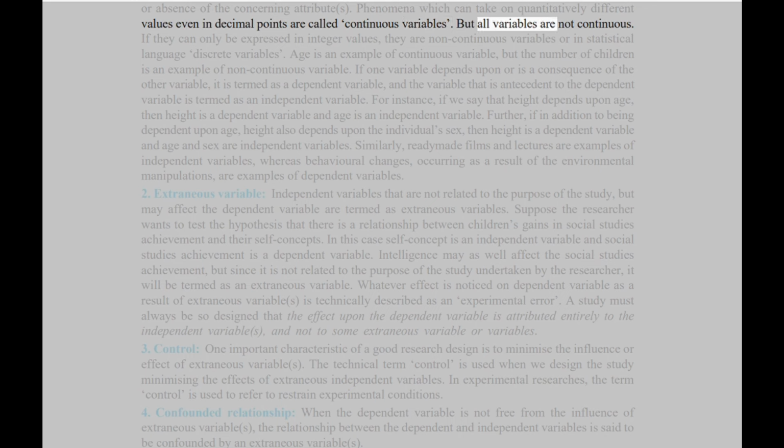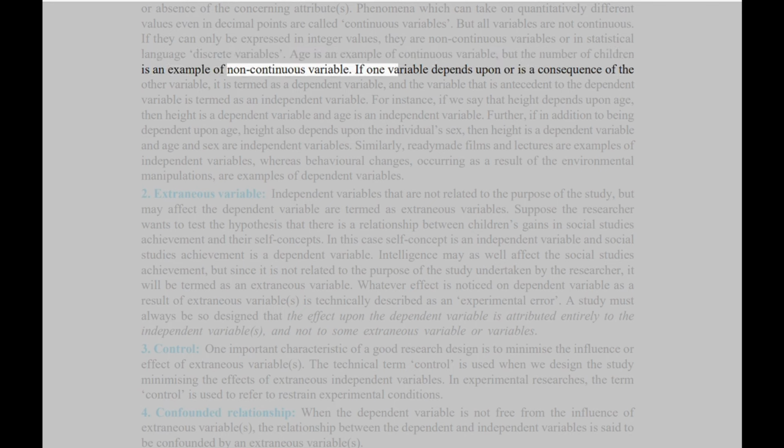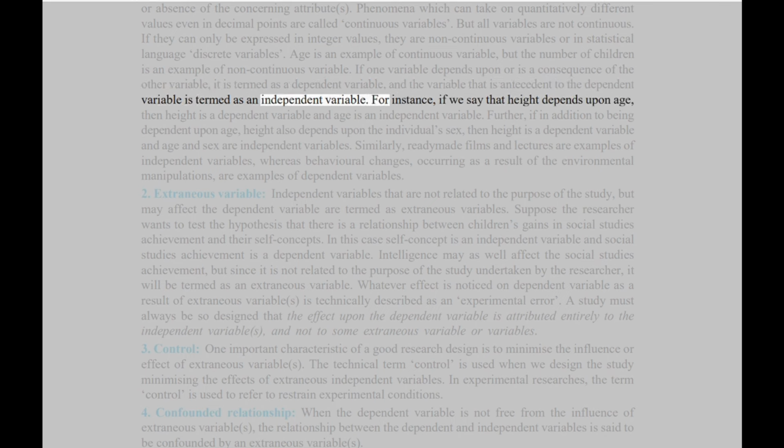But all variables are not continuous. If they can only be expressed in integer values, they are non-continuous variables, or in statistical language, discrete variables. Age is an example of continuous variable, but the number of children is an example of non-continuous variable. If one variable depends upon or is a consequence of the other variable, it is termed as a dependent variable, and the variable that is antecedent to the dependent variable is termed as an independent variable.